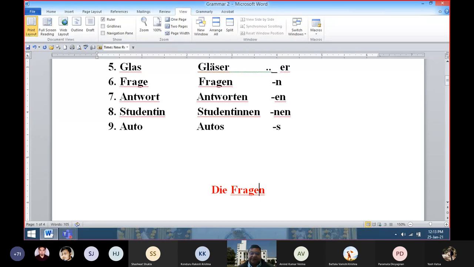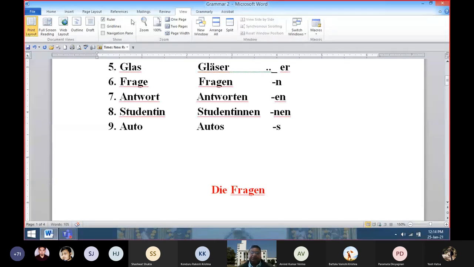So with the same D, because D is used for singular feminine, and also this D is used for all the plurals, irrespective of gender. So if you say die Frage, it's singular. If you say die Fragen, it's plural.